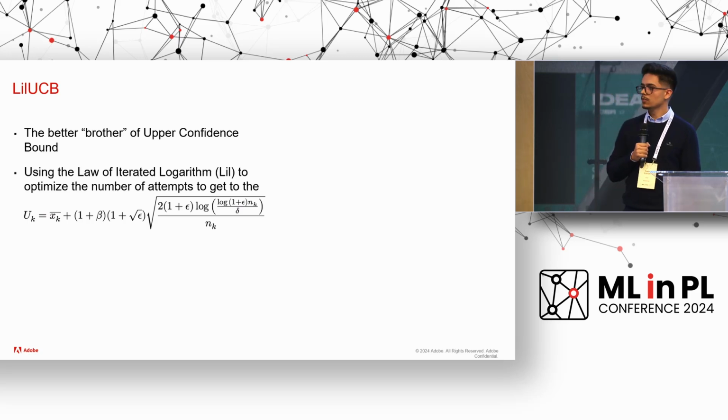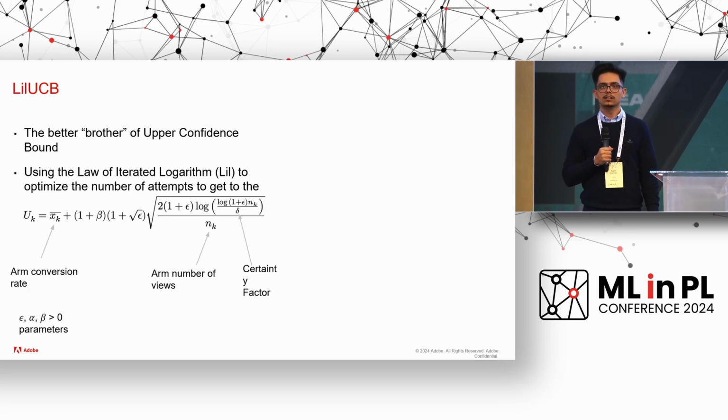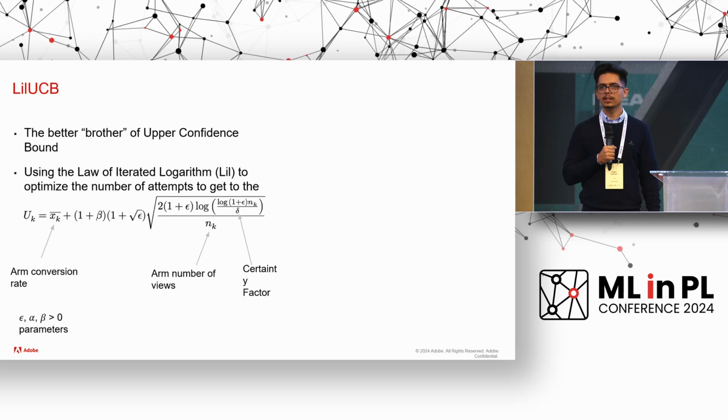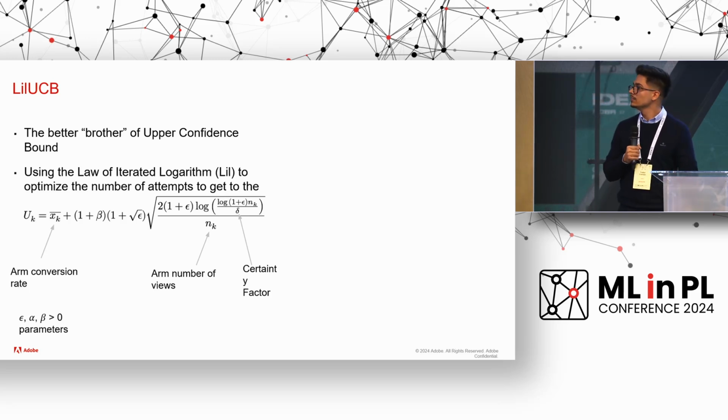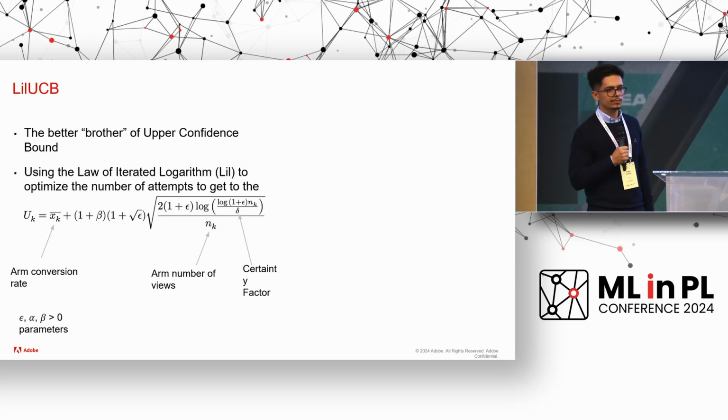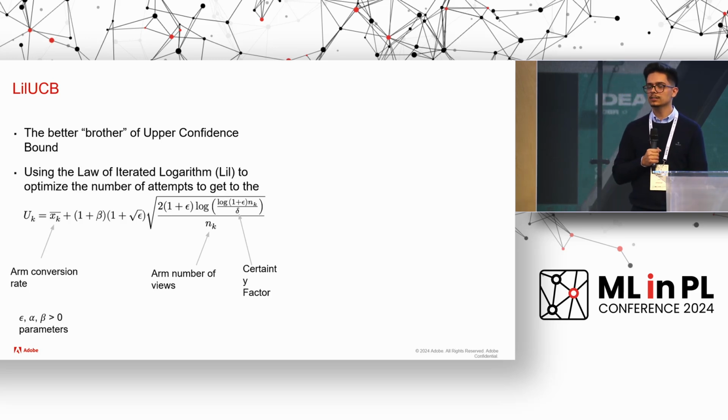Here's the formula that it uses for policy evaluation, where, as in the previous case, we use the conversion rate, number of views, and instead of an uncertainty factor, we have a certainty factor. So instead of 5%, you would use 95. There's also a couple of parameters that you can hypertune with grid search or other methods.